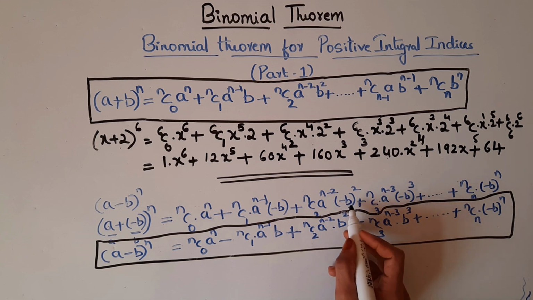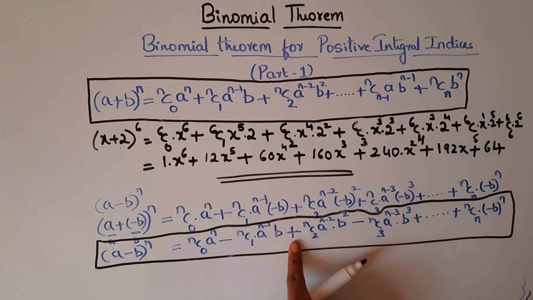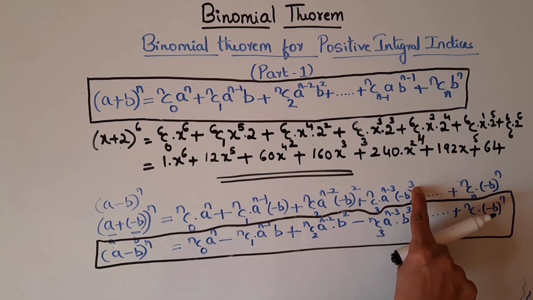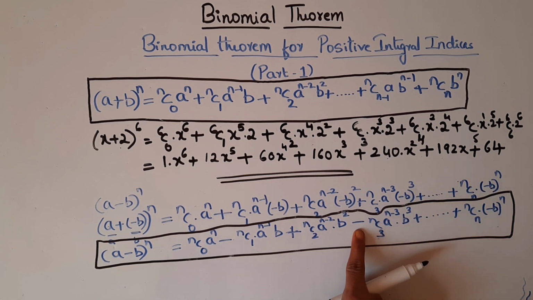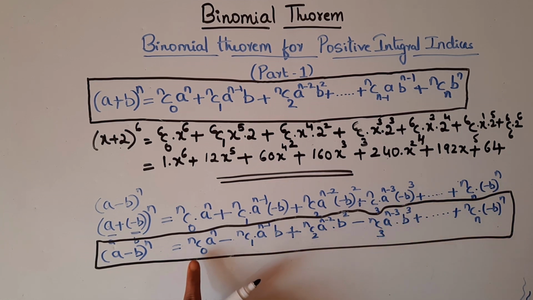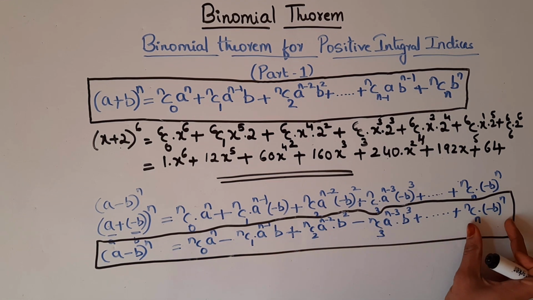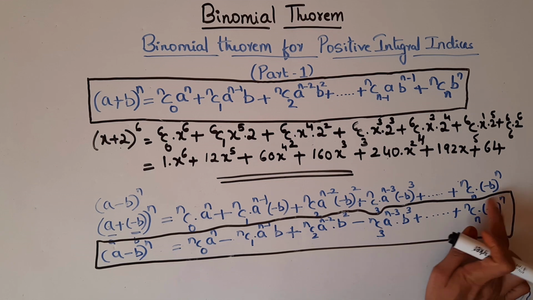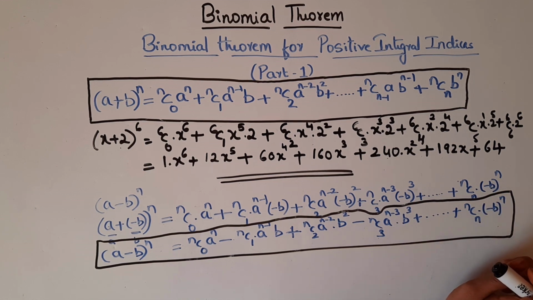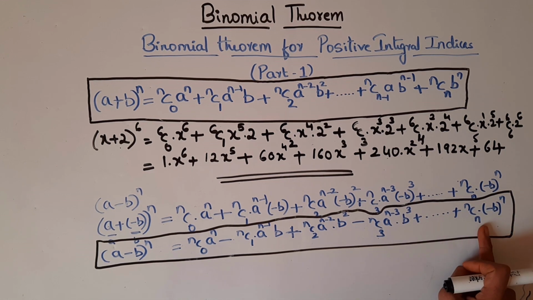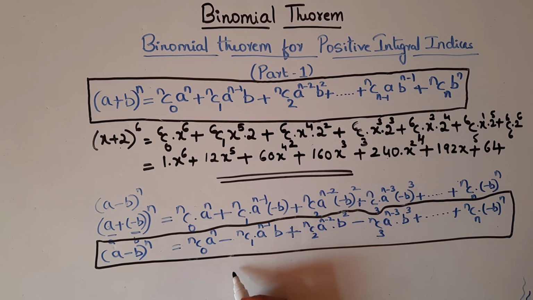So I can say whenever you have even power to b, then your sign will be plus. Whenever you have odd power to b, then your sign will be minus. So therefore we have alternate plus minus and so on. But the last term depends on the value of n, right? We don't know what is n here. So let me give an example. But before that, pause the video and note this down.